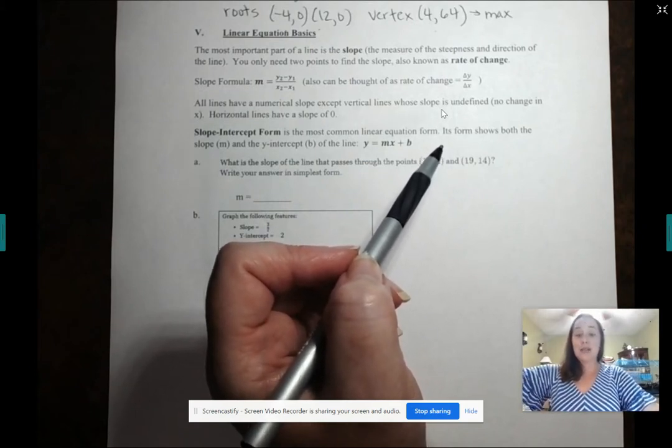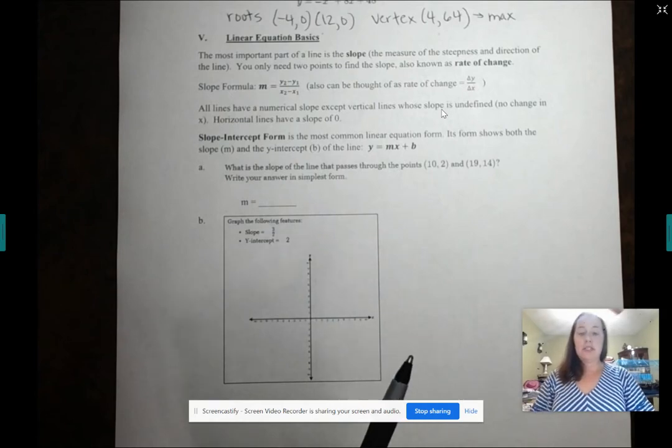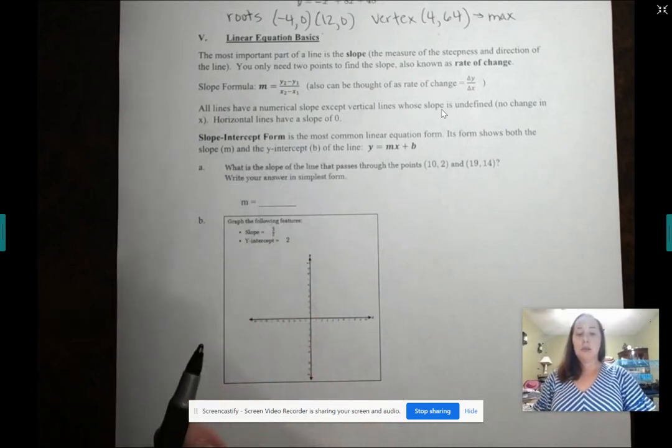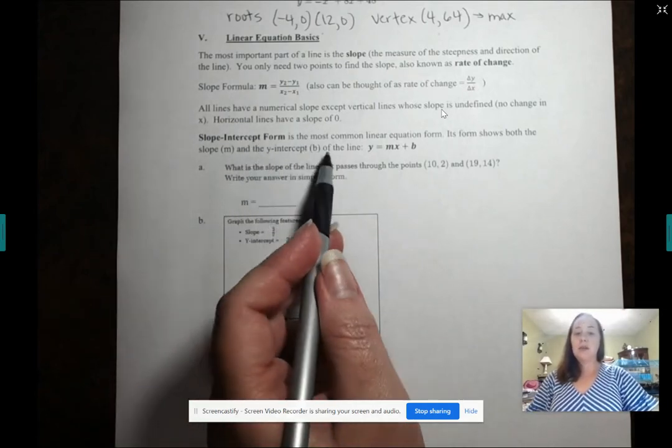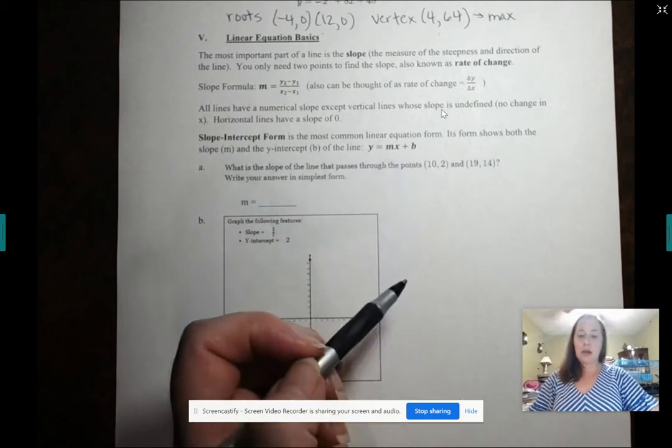It's called undefined because there's no change in the x coordinates, and we don't have a number to represent that. Horizontal lines have a slope of 0, and you remember that slope-intercept form is y equals mx plus b, where m is the slope and b is the y-intercept.